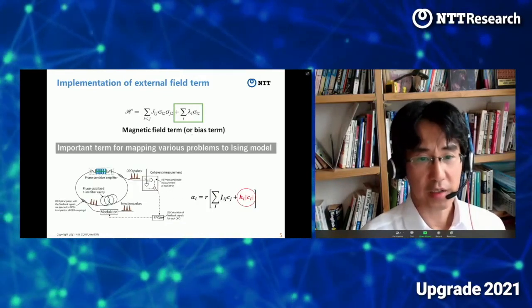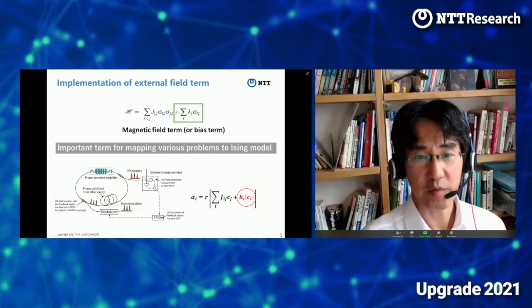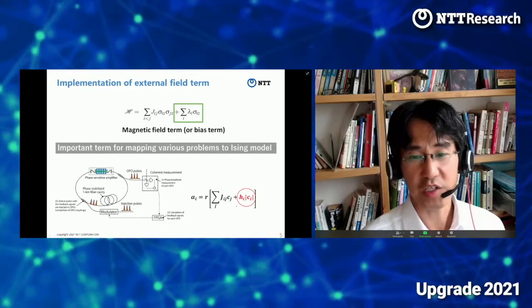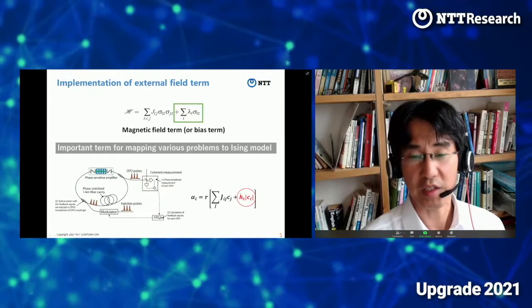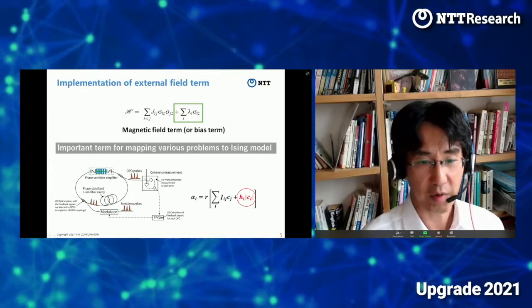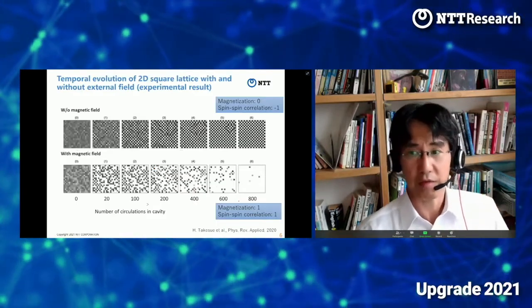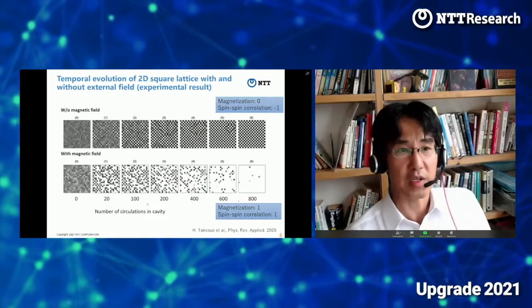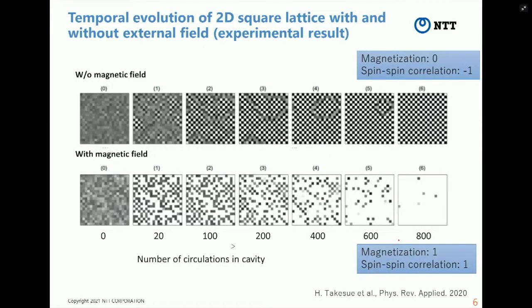So in the current updated version of the CIM, we implemented this term by simply modifying the FPGA logic so that the feedback signal includes this term, which is proportional to the magnetic field vector for the given Ising model problem. In order to confirm that this magnetic field term correctly works, we did a very simple experiment, which is to simulate an anti-ferromagnetically coupled 2D square lattice with and without an external magnetic field.